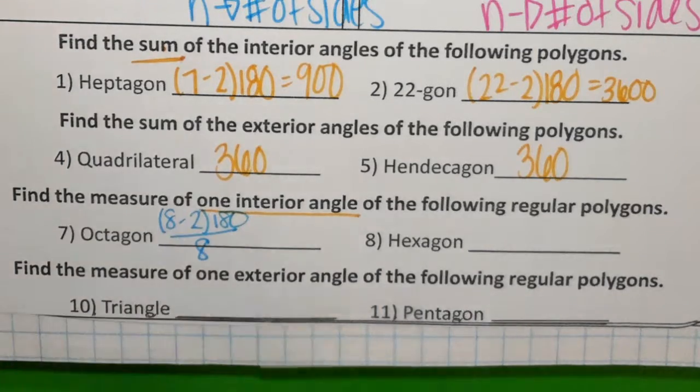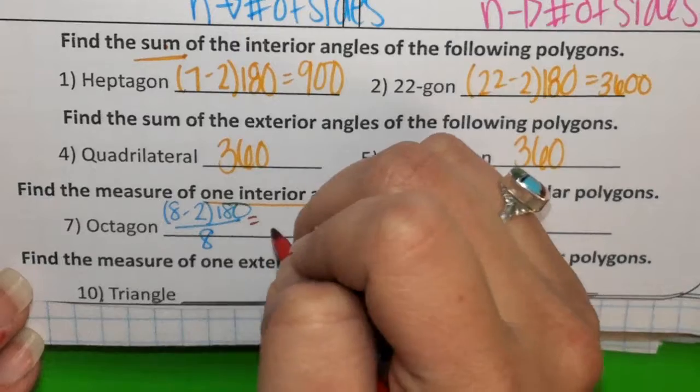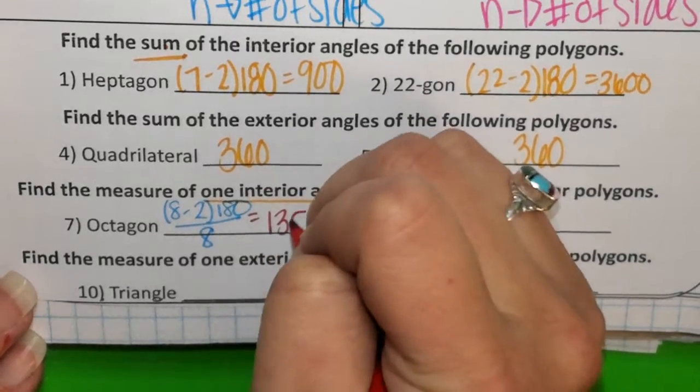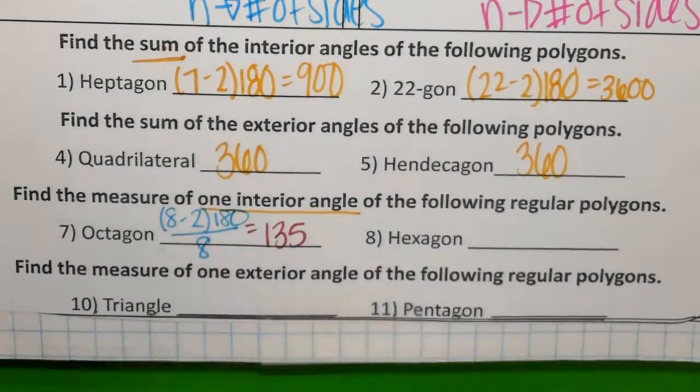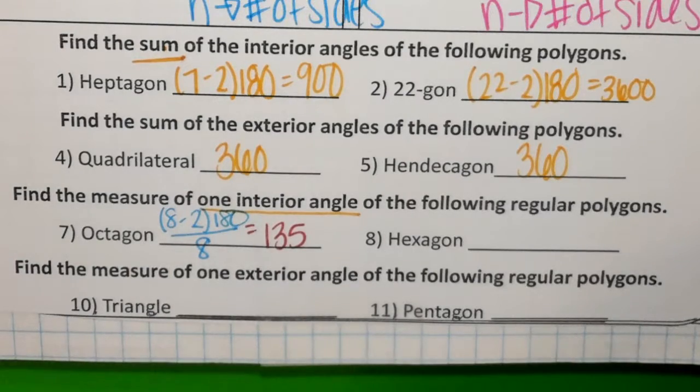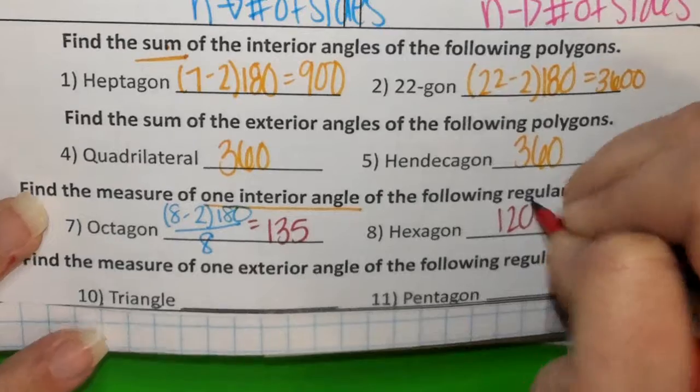All right, what'd y'all get for number 7? What was your answer? 135? Yes. All right, now do hexagon without me. Did y'all already do that? Yeah. What'd you get? 120. Hallelujah.